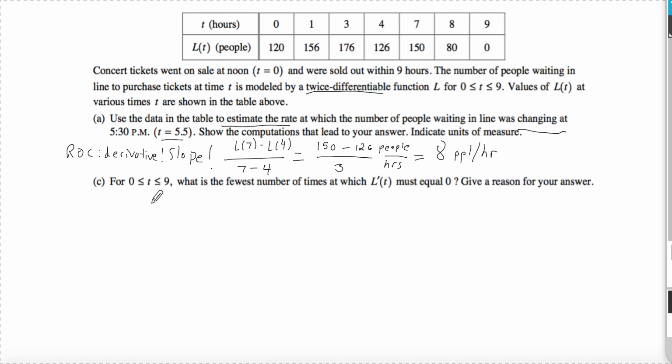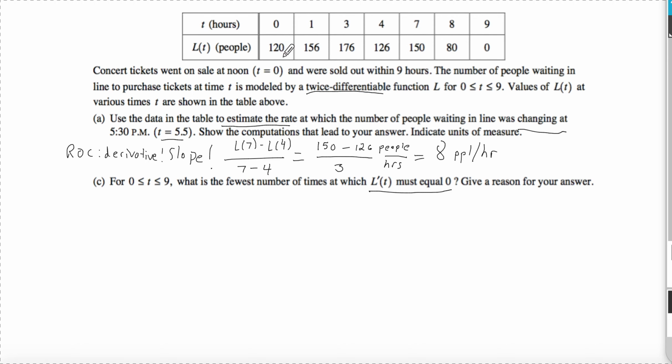All right, not an IVT, MVT kind of question. Part C: for 0 to 9, what is the fewest number of times at which L prime of t must equal 0? Give a reason for your answer. Now, this question is an interesting one. We know this might have something to do with some of our theorems because they're asking us about a derivative. We know some things about a function, but not its derivative. But I chose this question because it is slightly more complicated in how we can reason through this.